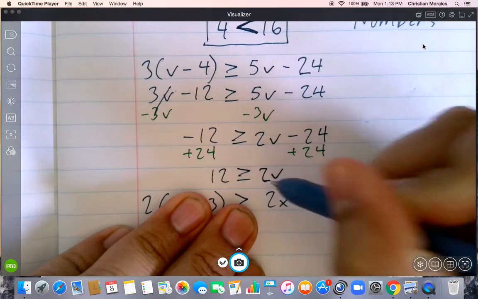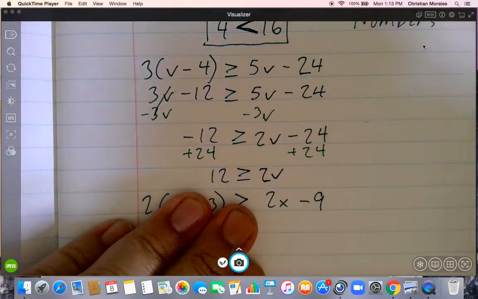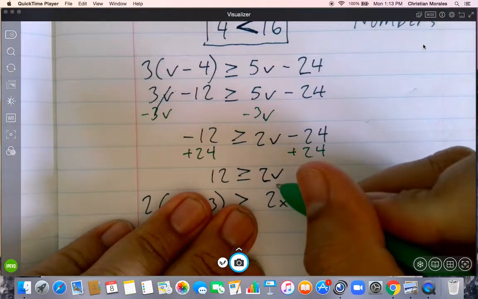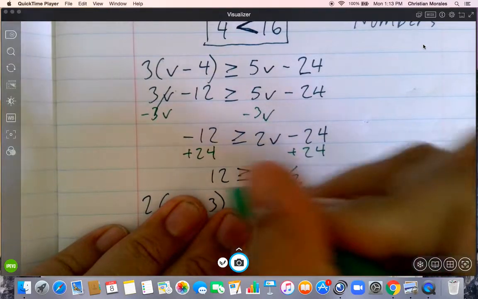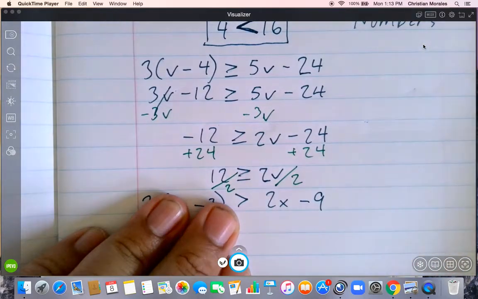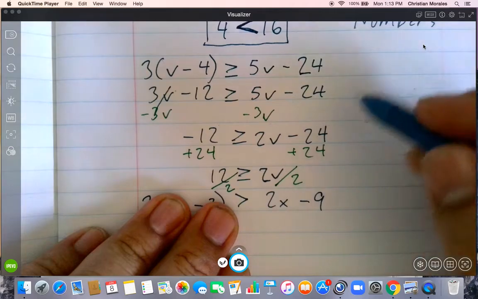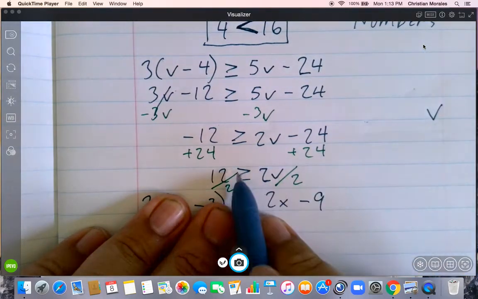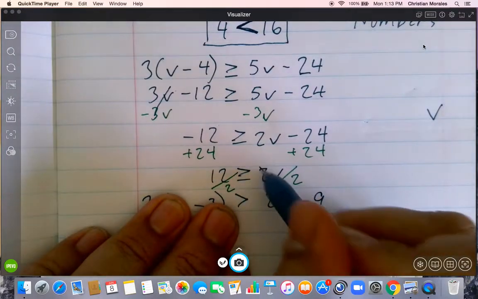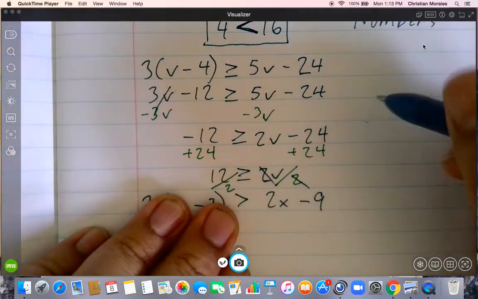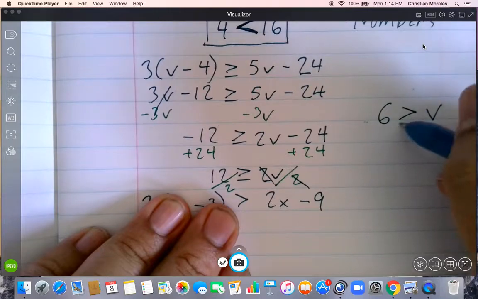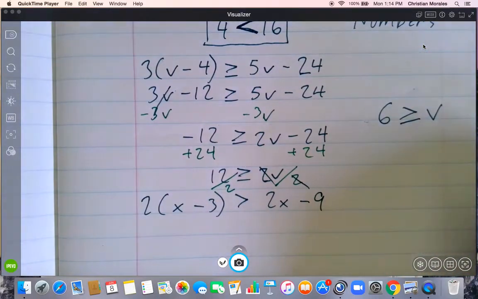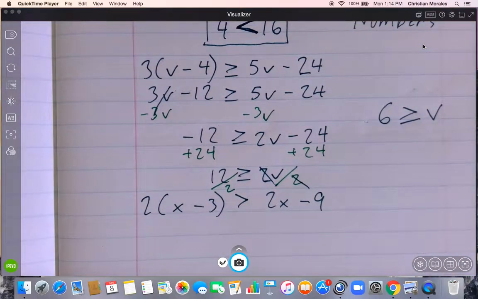Okay, last step here. Dividing. I gotta divide this by 2. So when I divide it, the 2's cancel out. I'm gonna get v on one side because those 2 will cancel out. But now on this side I get 6. So I have 6 is greater than or equal to v.